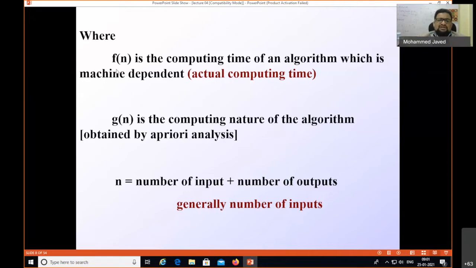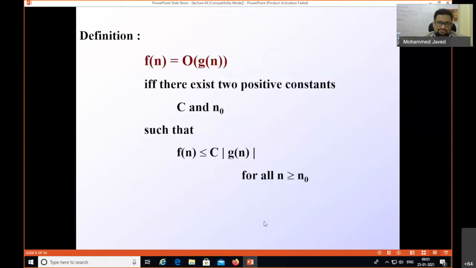Now we will see the graphical representation. Pictorially, we'll see f of n and g of n for different cases. Here, n is the number of inputs plus number of outputs, so n is defined in terms of the number of inputs or outputs. Generally, we take n as the number of inputs.